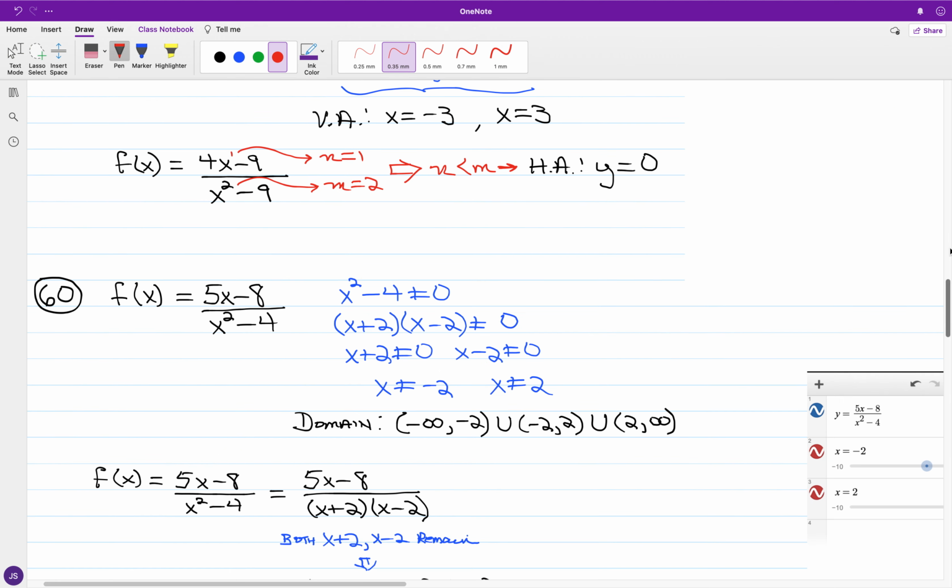So we had no vertical asymptote to begin with. And once again, we have no slant asymptote and also no horizontal asymptote. But just to show you how this will appear.